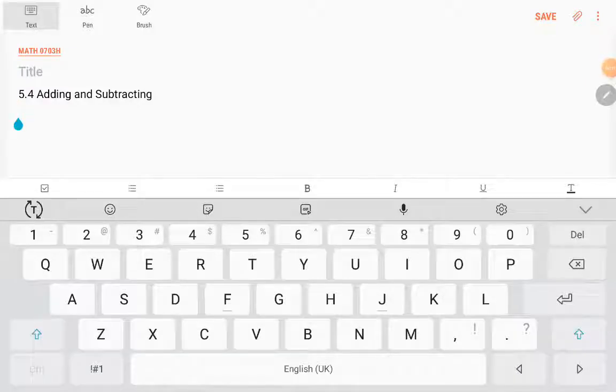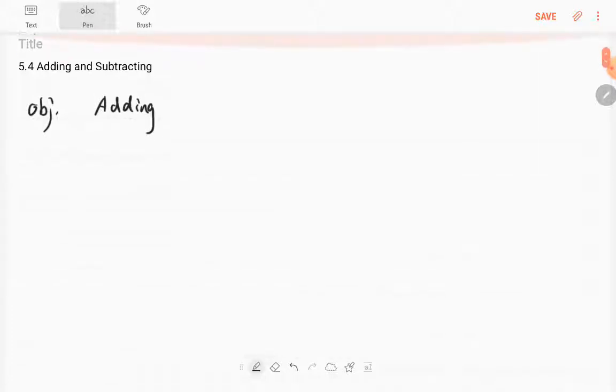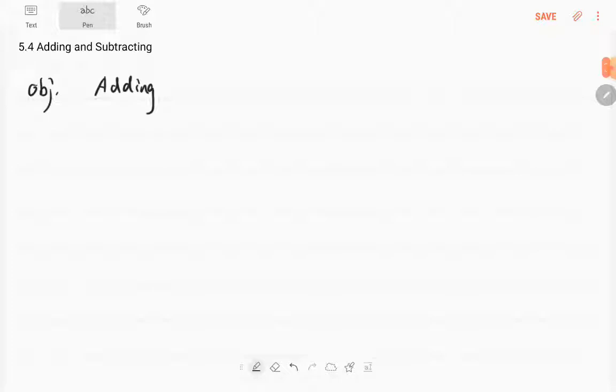Okay, let's continue our polynomial. The first objective in 5.4 is about adding polynomials. So we could add the polynomials just like combine all the like terms. Okay, so let's just check some examples.